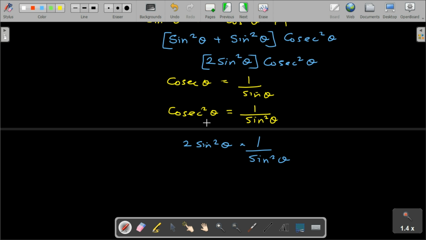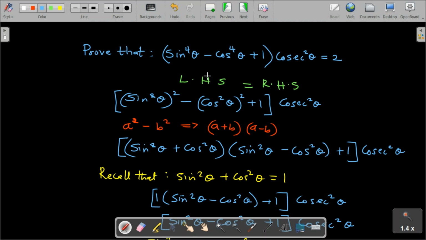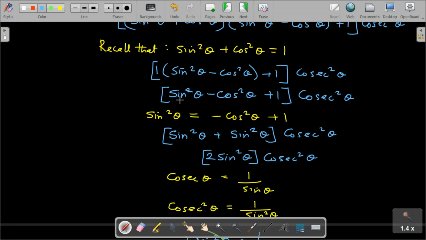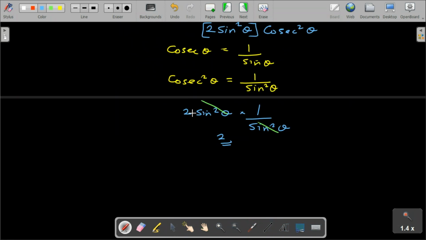Of course, this reduces to 2. So we have been able to show that our left hand side, which is this expression, is exactly equivalent to 2. So that is the solution to the question that we have.